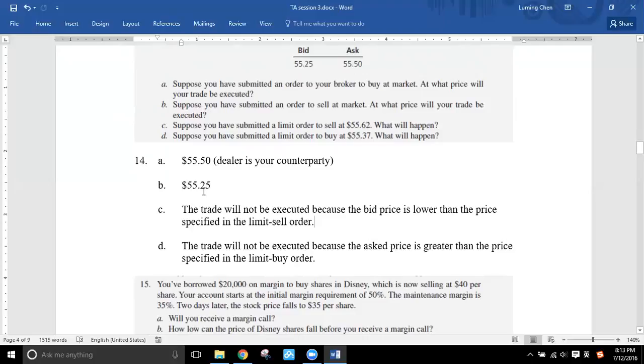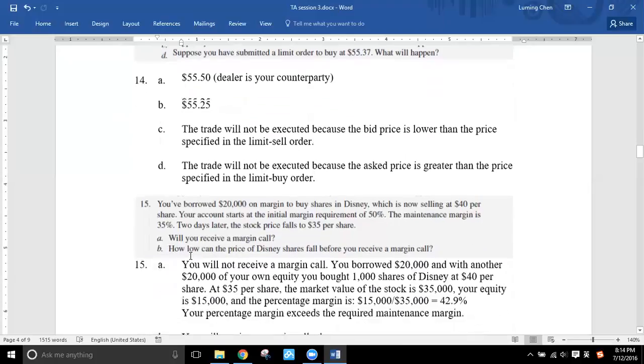D, suppose you have submitted a limit order to buy at $55.37 per share. What will happen? If you want to buy, your counterparty is the ask, but your counterparty certainly asks a higher price than the price you are willing to pay. So this trade will not be executed because the ask price is greater than the price specified in the limit buy order.